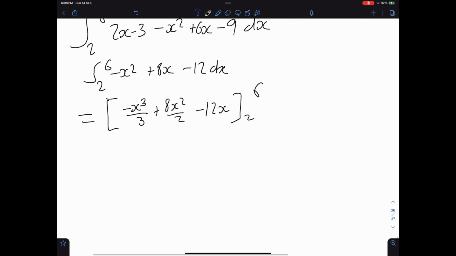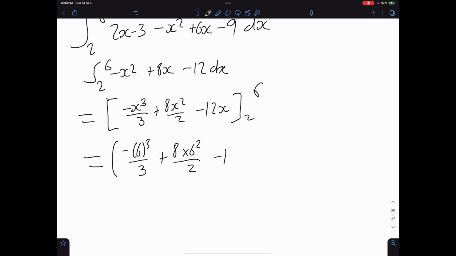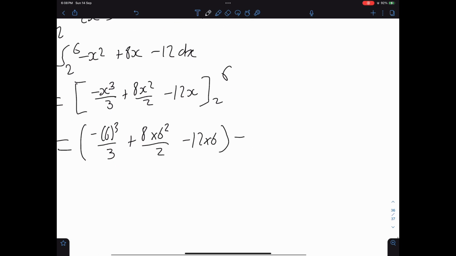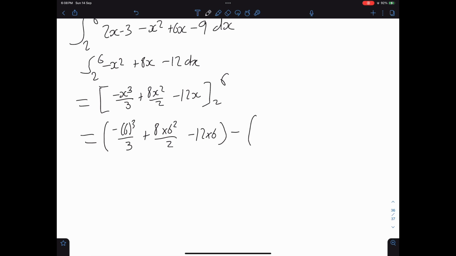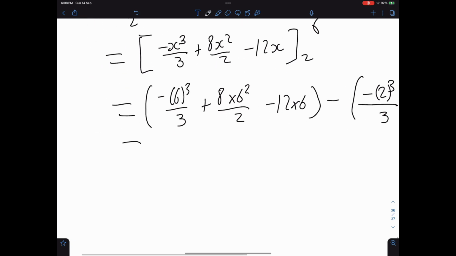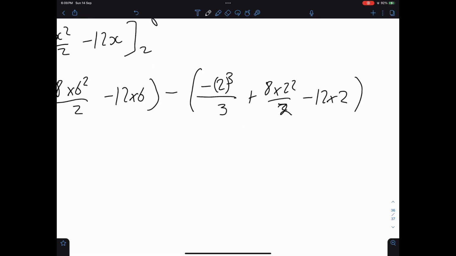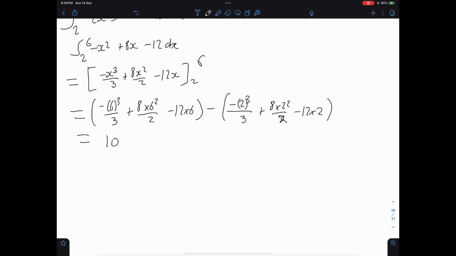And then you would go, and then you'd subtract that with 2 substituted in instead. And that will give us 10 2/3, and that'll be units squared.